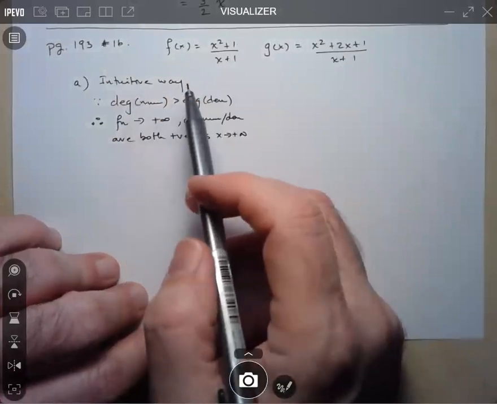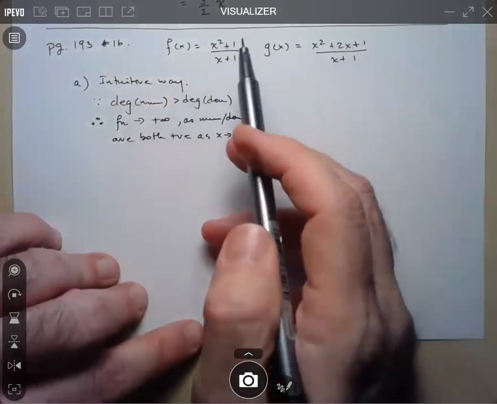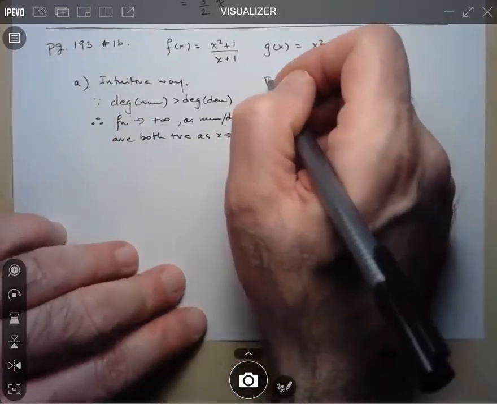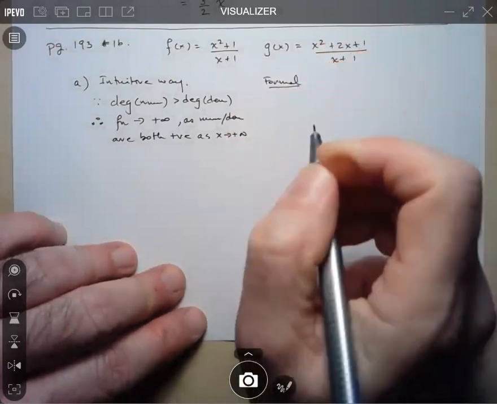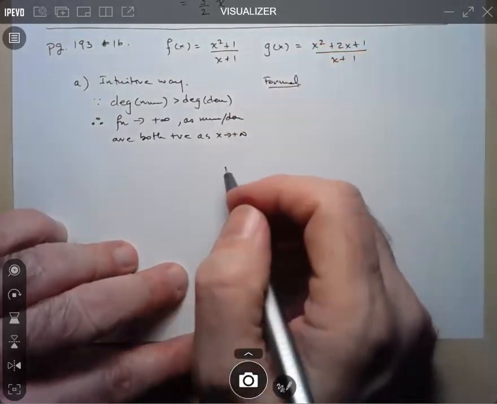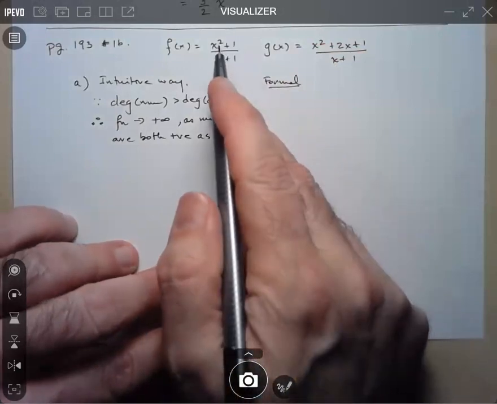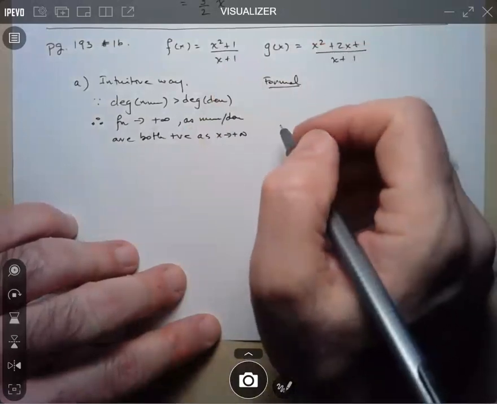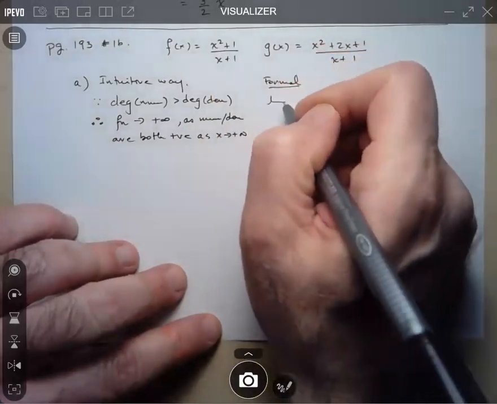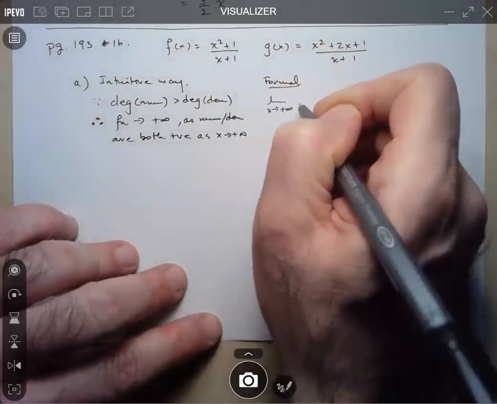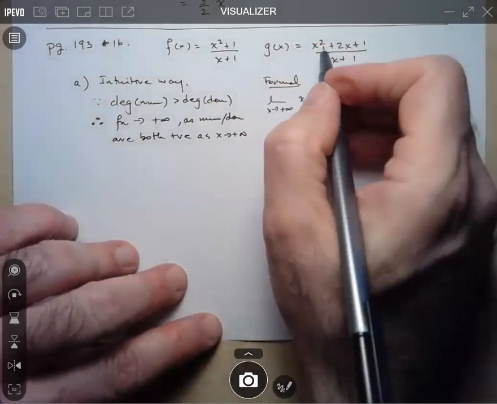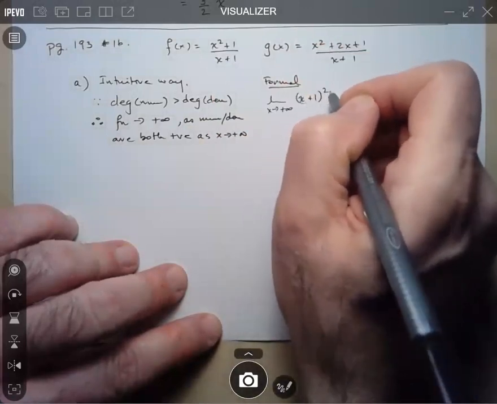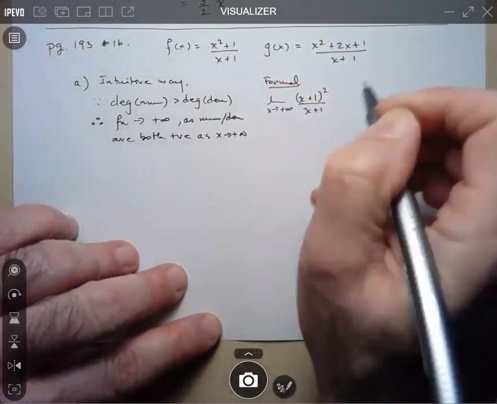So this is the intuitive approach, because this is what we found last semester, that as soon as the numerator is a higher degree, this happens. If we want the more formal approach, we would actually show, like we did last semester, why this is the case. So g is actually a little easier, because the limit as x approaches positive infinity of g of x, well, hey, look at this. You can factor the numerator. It's a perfect square. So x plus 1 squared over x plus 1.